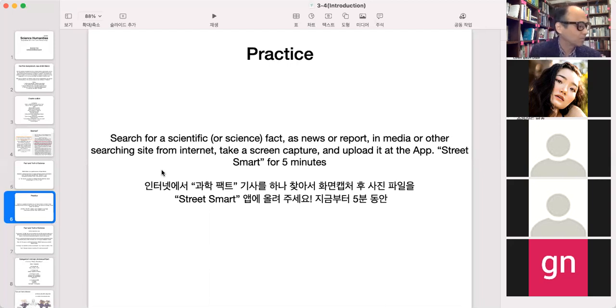So the other example: carbon dioxide emission in the last year decreased by 7%, during the COVID crisis. Okay, is it fact? Do you agree? I think agree. So someone measured it in a scientific way.